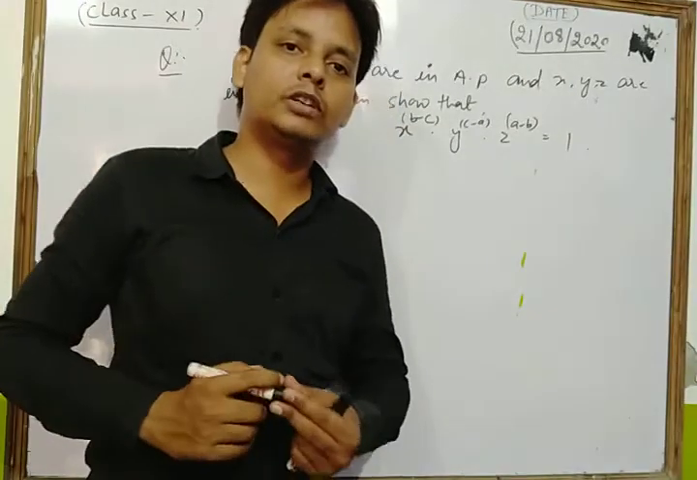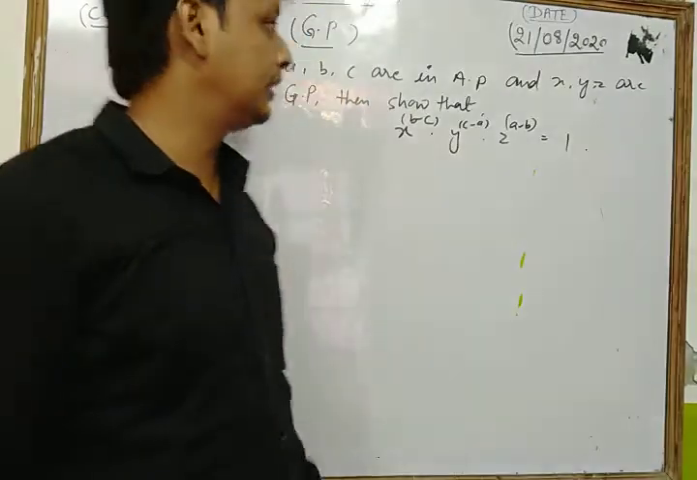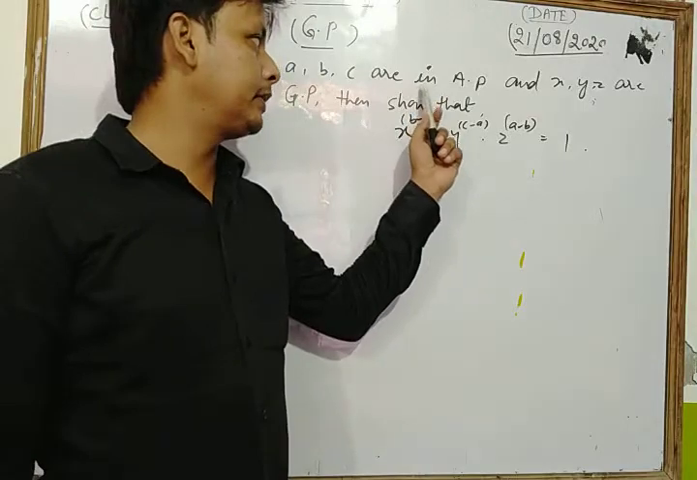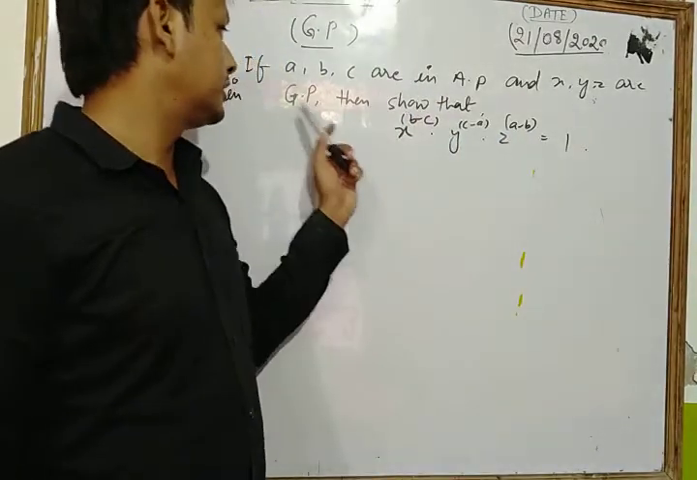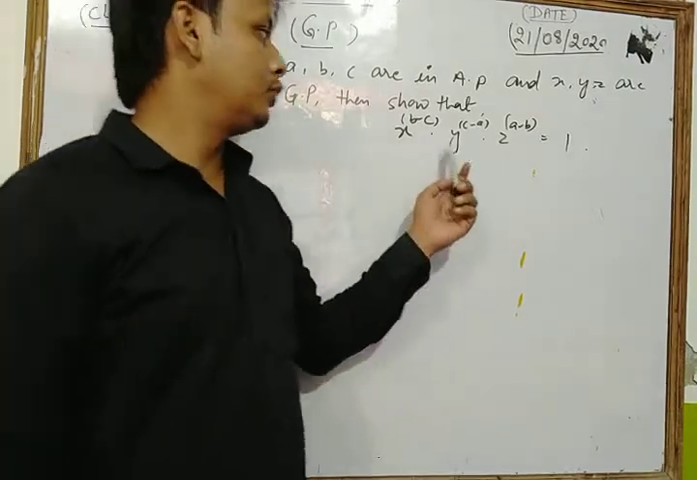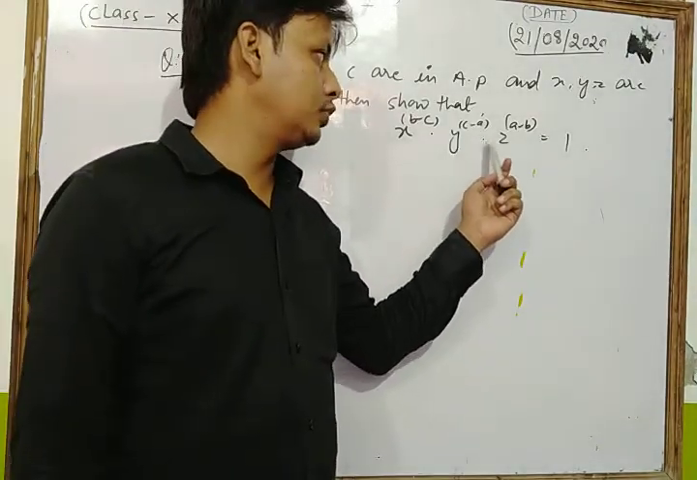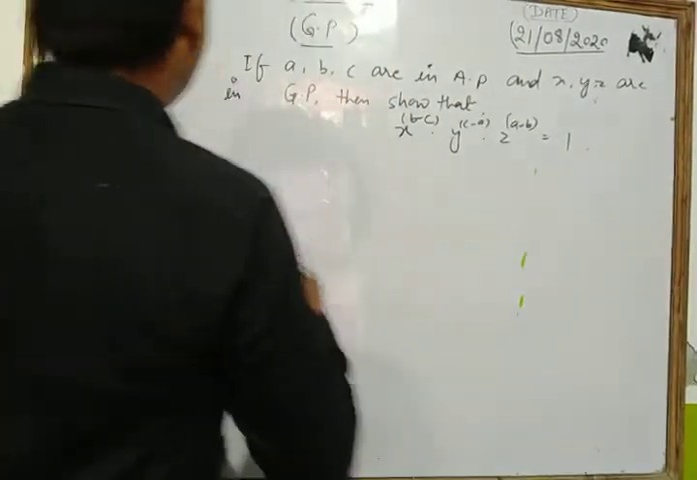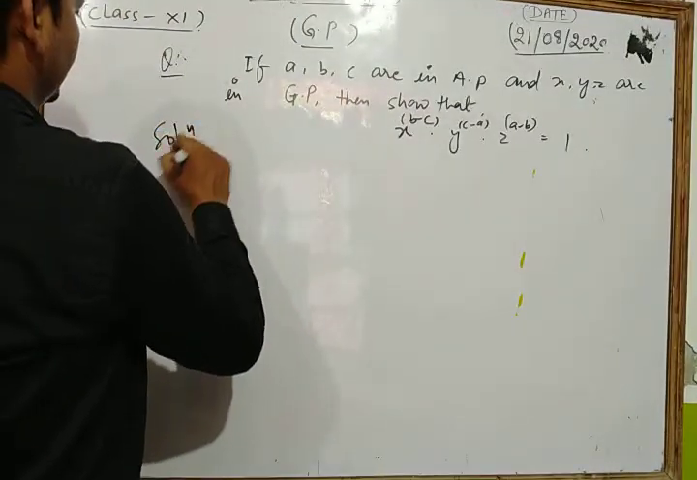Dear student, this is one of the most important questions of your syllabus. Let's see once more. Here in this question, a, b, c are in AP and x, y, z are in GP. Then we have to show that x to the power b minus c into y to the power c minus a into z to the power a minus b is equal to 1. Now, dear student, solve it.